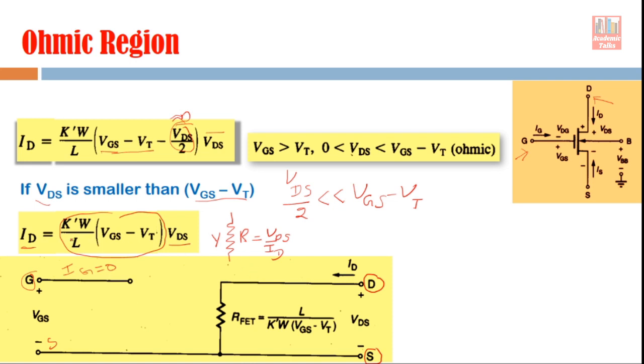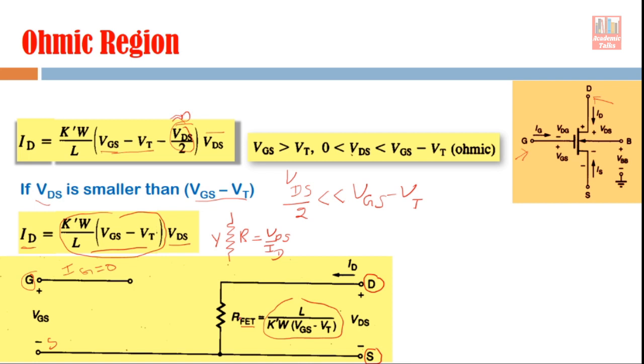Now more to the output side. The output side we have seen here is given by this equation, and it can be represented by R, and R is VDS by ID. If you calculate VDS by ID from this equation, you will get this. This R has the subscript FET, field effect transistor, so this resistance is the field effect transistor resistance, FET resistance, and it is given by this equation. This whole thing is the inverse of this part, right?